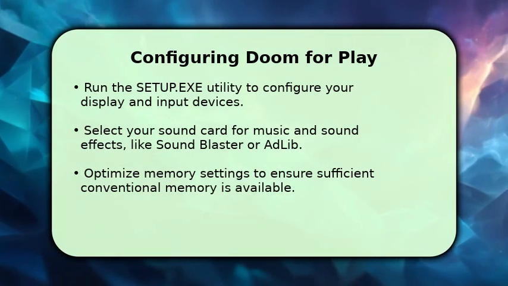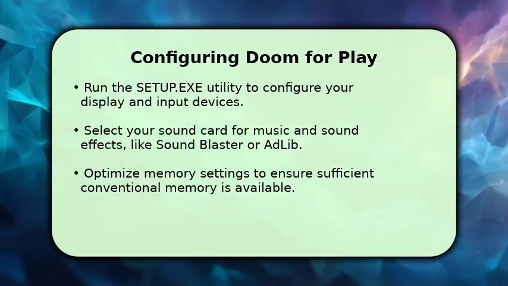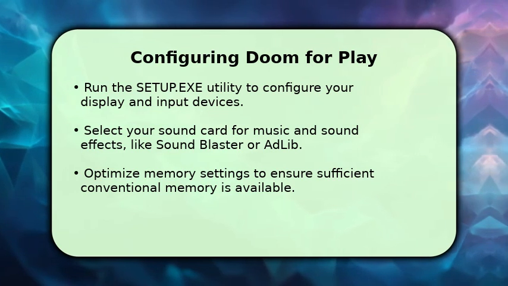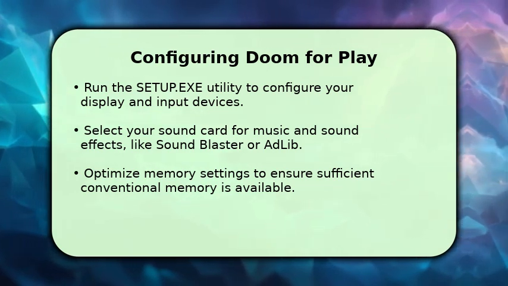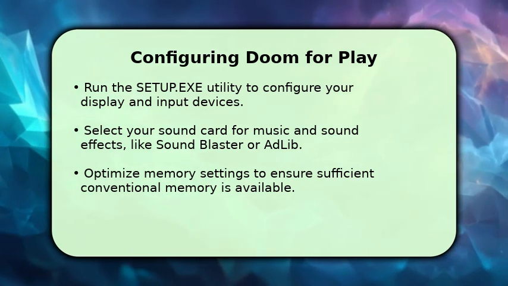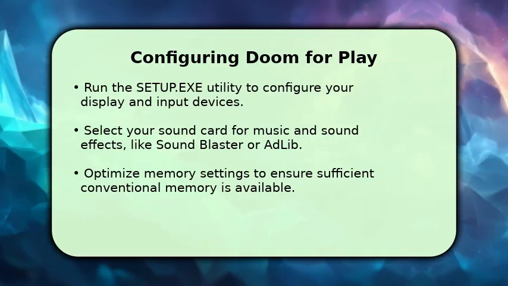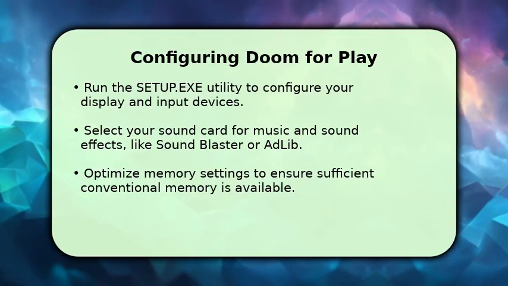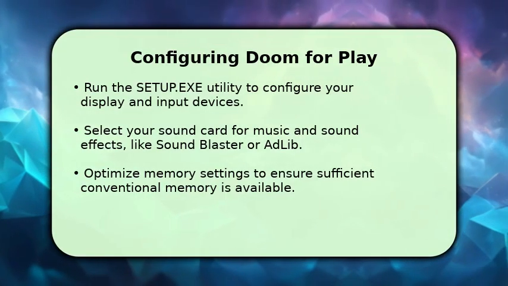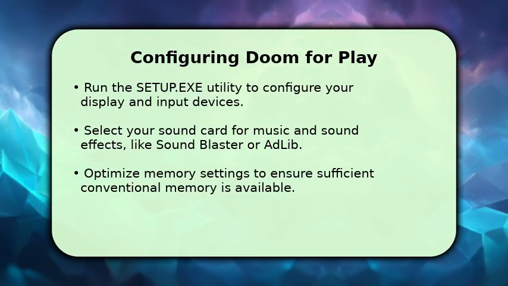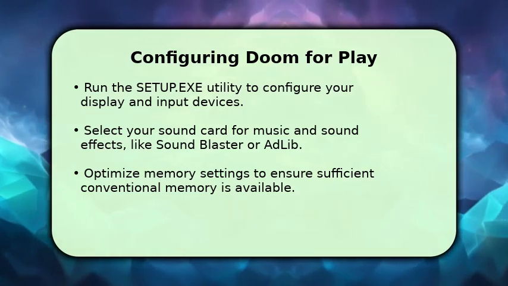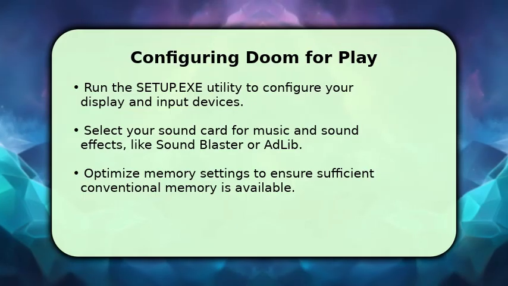With the files in place, it's time to configure Doom. Launch the SETUP.EXE program to adjust your display, keyboard, and mouse settings. Crucially, you'll want to select your sound card, such as a Sound Blaster or AdLib, for immersive music and sound effects. Pay attention to memory management. Doom requires a good amount of conventional memory, often around 620 kilobytes, to run without issues. Proper configuration makes a huge difference.